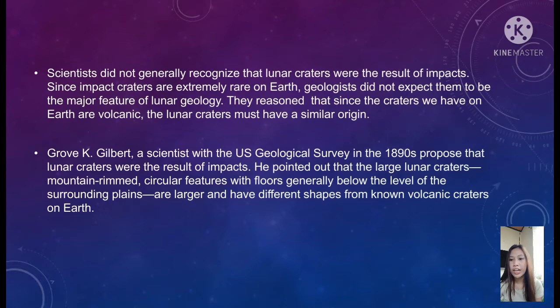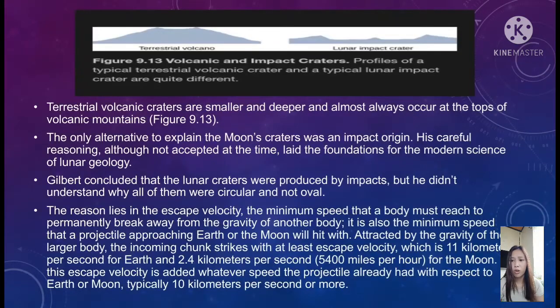He pointed out that the large lunar craters, circular features with mountain rims and floors generally below the level of the surrounding plains, are larger and have a different shape from known volcanic craters on Earth. Terrestrial volcanic craters are smaller and deeper and almost always occur at the tops of volcanic mountains, as you can see in figure 9.13. The only alternative to explain the moon's craters was an impact origin. His careful reasoning, although not accepted at the time, laid the foundations for the modern science of lunar geology.